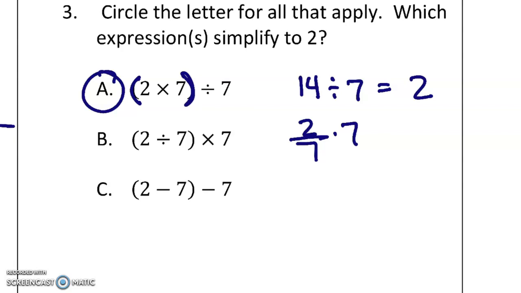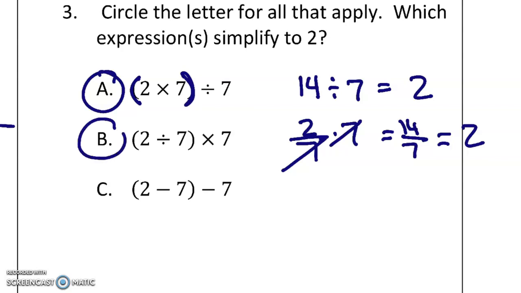Okay. I could. There's a shortcut here. So I could do 2 times 7 gives me 14 over 7. What's 14 over 7? 2. Or I could have canceled and canceled. Did I get 2 as an answer? Yes. Is it okay that I circled 2 answers? Yes, because it says all that apply. That's your hinty hint that there might be more than one.